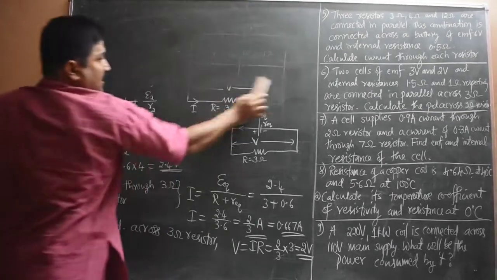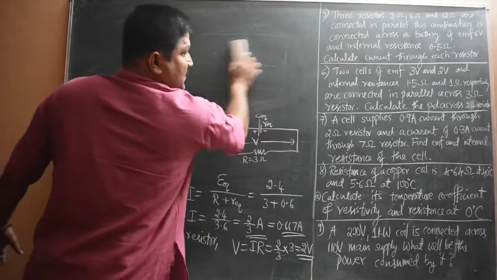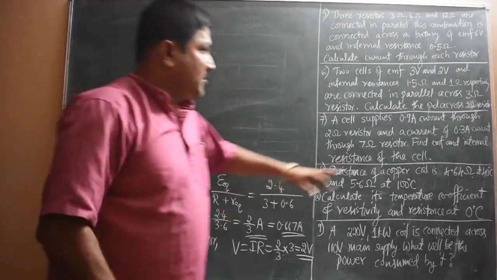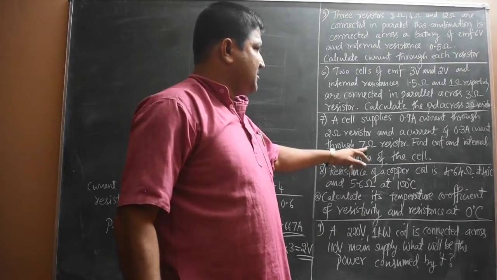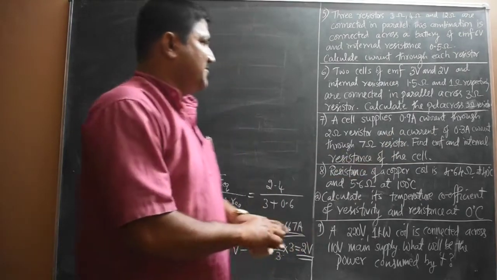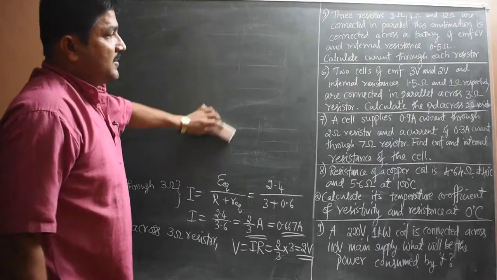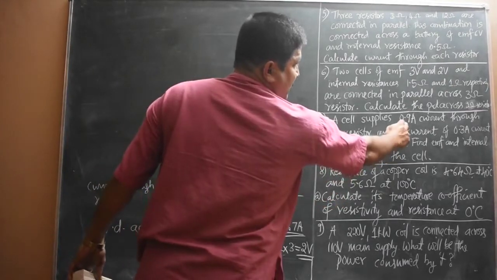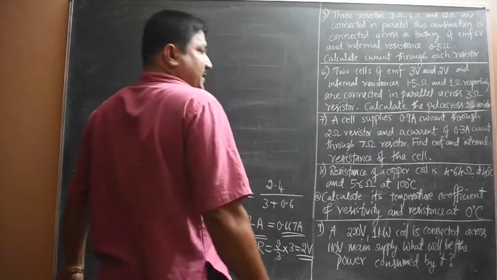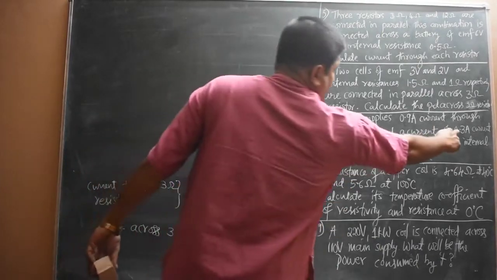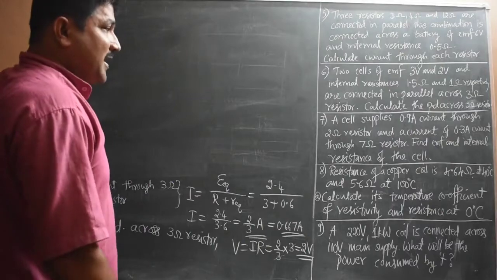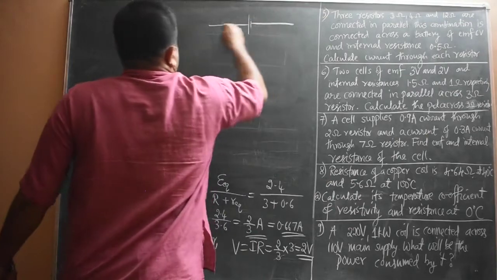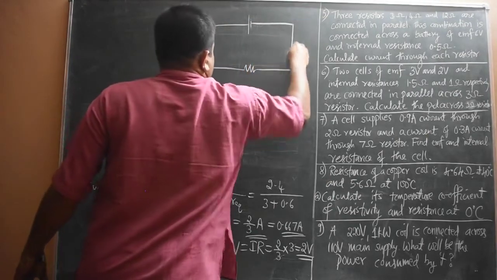A cell supplies a current of 0.9 ampere through a resistor of 2 ohm and a current of 0.3 ampere through a resistor of 7 ohm. Find the EMF and internal resistance of the cell. This is a very simple question. So here there is a cell and a variable resistor. In the first case the resistor is 2 ohm, and the current drawn from the cell is 0.9 ampere. In the second case there is another resistor of 7 ohm, and the current through that resistor is 0.3. That means the cell is fixed here, but the resistor has different values in two different situations.